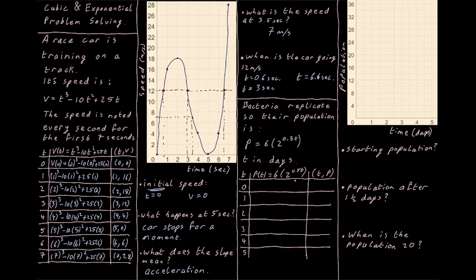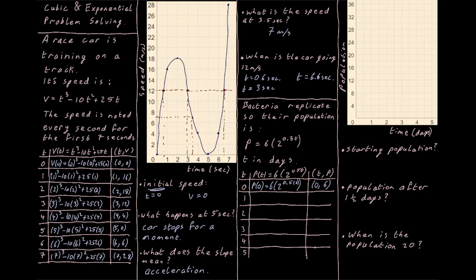So what we're going to do is graph the population over the first 5 days. Just like with the cubic, we can fill in our population at different times. So we could say the population when t is 0, the initial population, would be 6 on 2 to the 0.5 times 0, which ends up being 2 to the power of 0, which is 1, times 6, which is 6. So you end up with 0, 6.